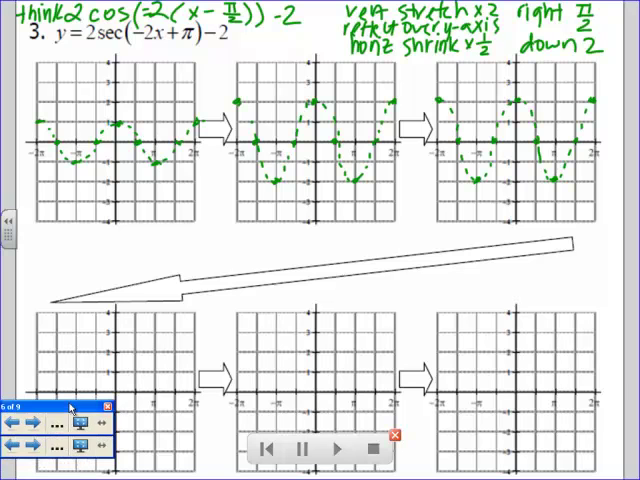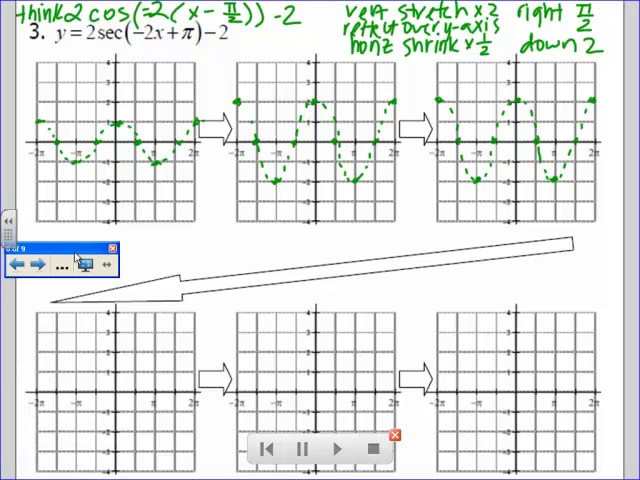Next, we do a horizontal shrink times a half. It's easiest to start in the middle. Any x value of 0 is going to stay 0. So that point at the maximum stays the maximum. At negative pi, you would move over to now negative pi over 2. Negative pi over 2 would now move to negative pi over 4. You repeat this all the way across. Connect with a nice smooth curve.